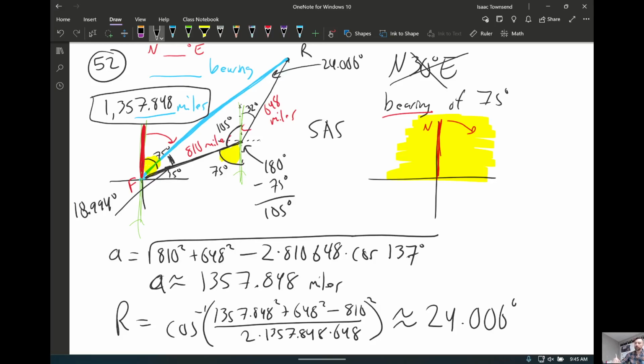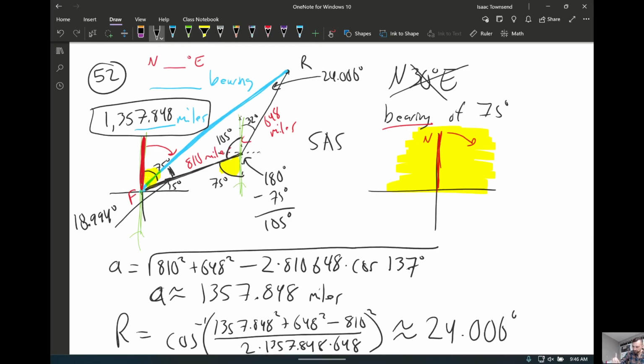That would be this one. So that was almost 70 minus however much this was. So how much of a turn was 75 minus that, which gives me about 56.006.